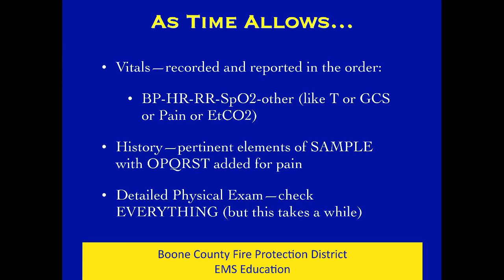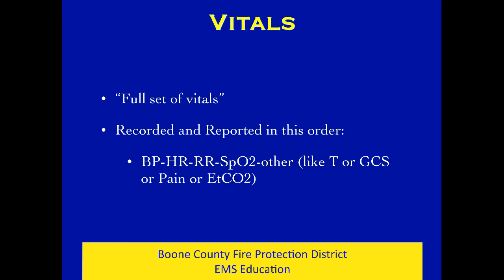That's the first part of history and physical. The second then is going to be the history, and we're going to run through SAMPLE and OPQRST here in just a second. And then you're going to do a detailed physical exam. That's different than the rapid exam we talked about earlier. The rapid exam takes 60 seconds and checks big life threats. The detailed physical exam checks everything and takes a lot longer than 60 seconds.